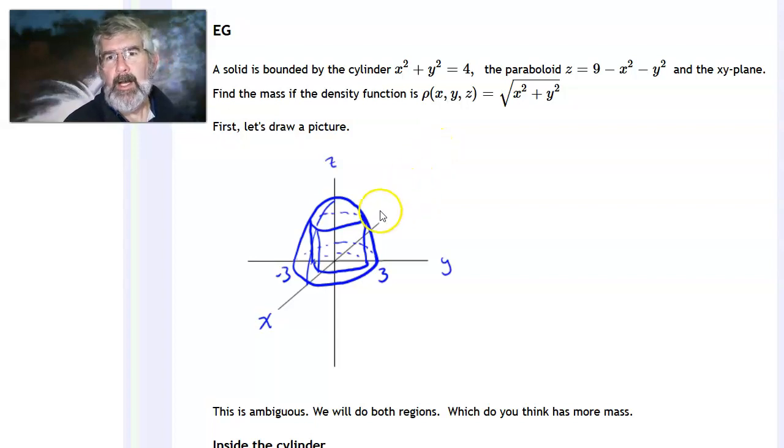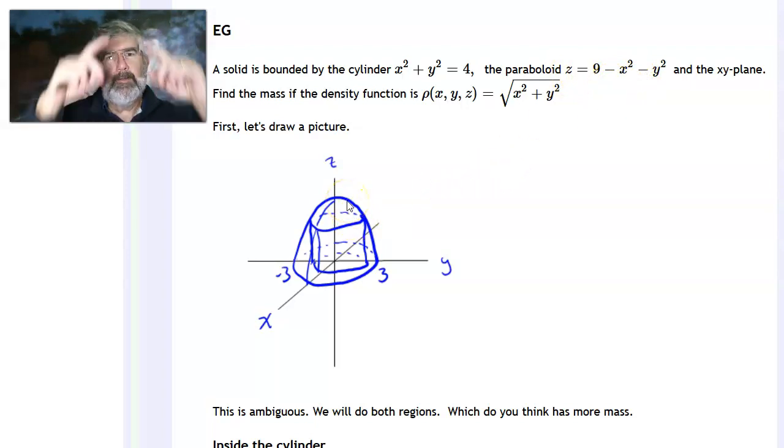Okay. Now, the paraboloid, z equals 9 minus x squared minus y squared, is this thing upside down. The z-intercept here is 9. And it would hit the xy plane in a circle of radius 3, right? If z is equal to 0 here, then you would have x squared plus y squared equals 9, which would be a circle of radius 3. So it's this paraboloid opening downward, just shifted up 9.